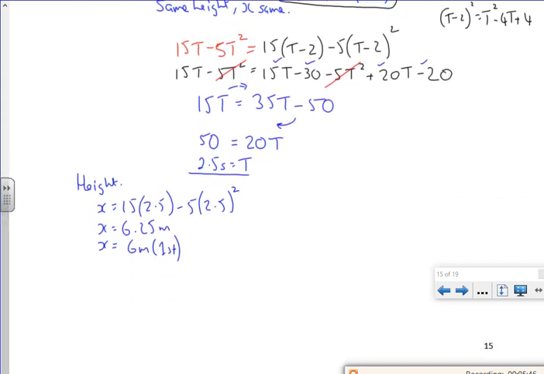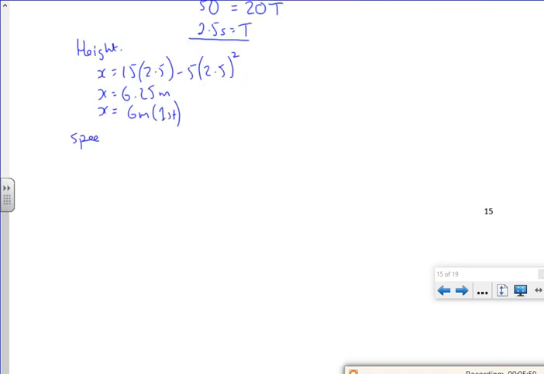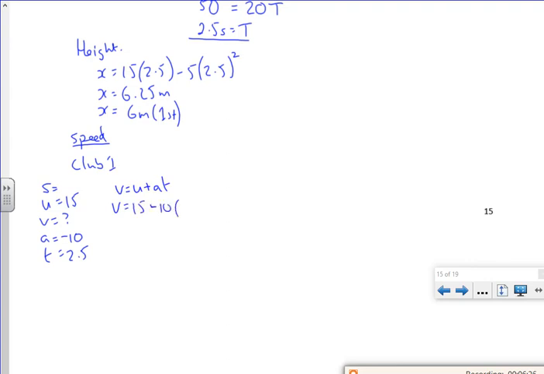Next bit, I want the speed now, don't I? So what's the speed? For club 1, what do I know? U was 15, wasn't it? V's what I want, A is minus 10, and T is 2.5. So that's going to be V equals U plus AT. So 15 minus 10 lots of 2.5. So that's going to be minus 10 metres per second. And that makes sense because it's falling. So that's okay, the minus.